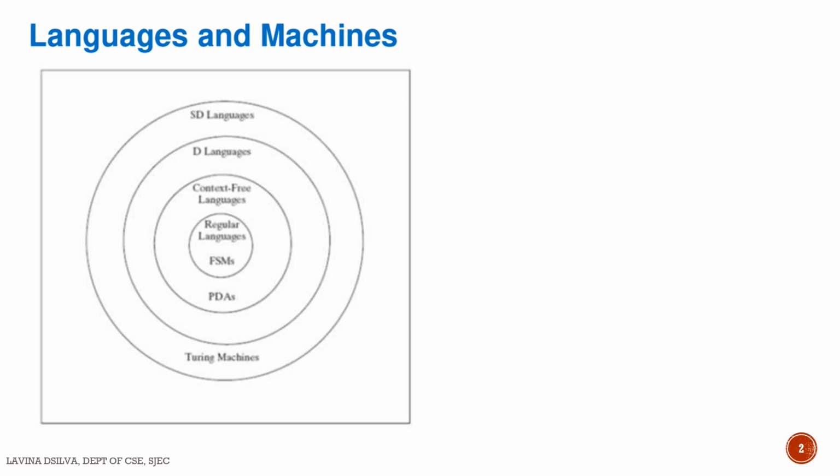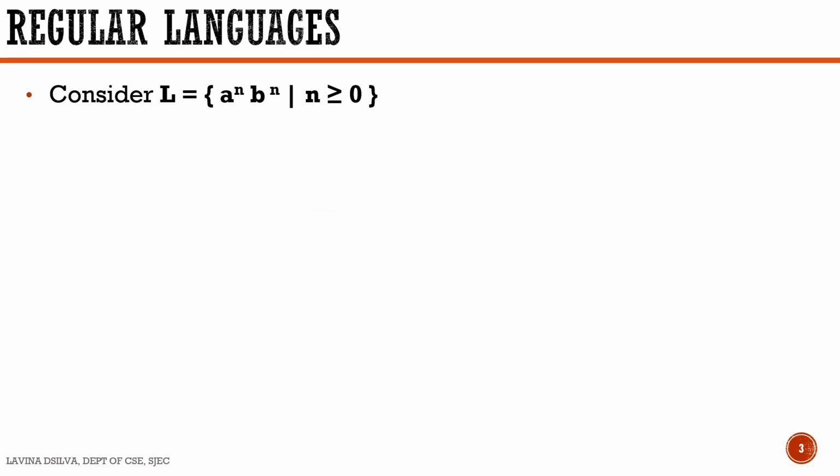So previously we had learned a computational model, that is a finite state machine, and we had seen the concept of regular language. So we know that the class of languages supported by a finite state machine is the regular languages, and these regular languages can be described in the form of regular expressions. Now let us consider a language, for example, L is equal to a to the power n, b to the power n, where n is greater than or equal to 0.